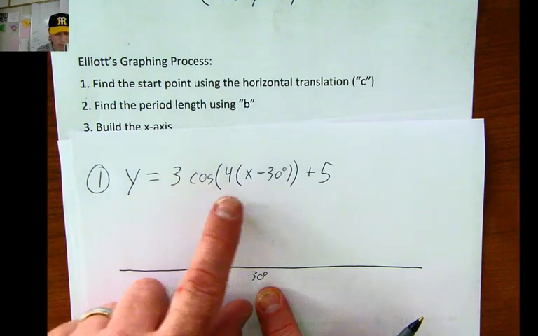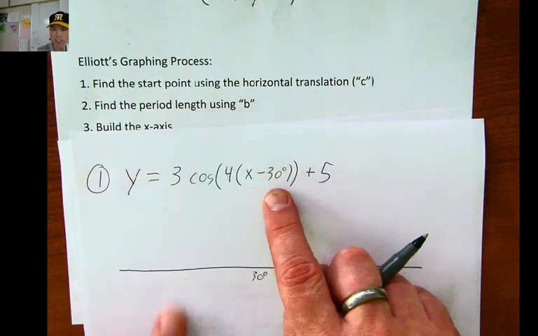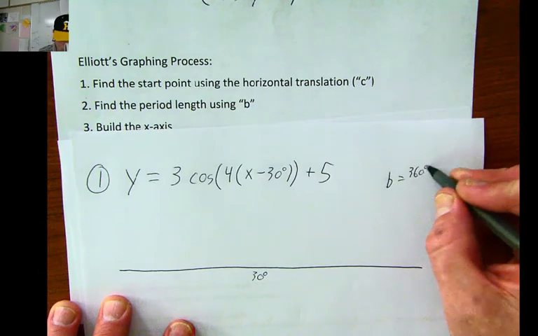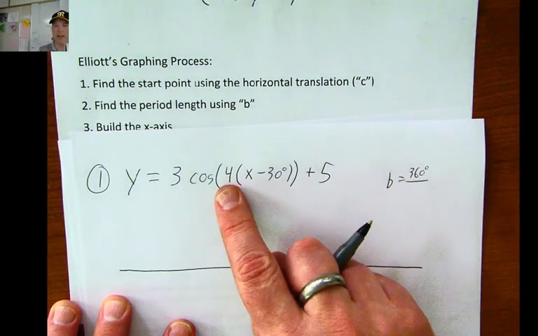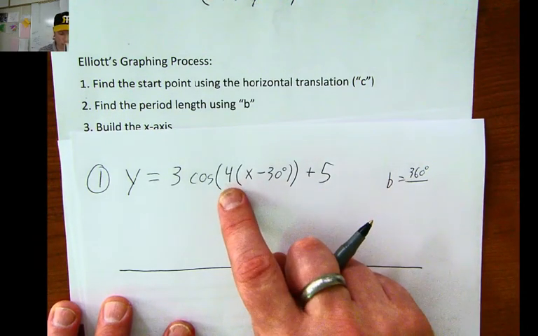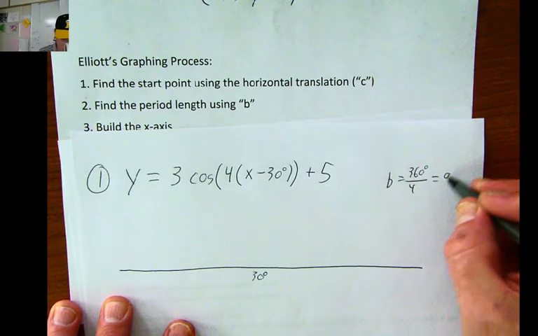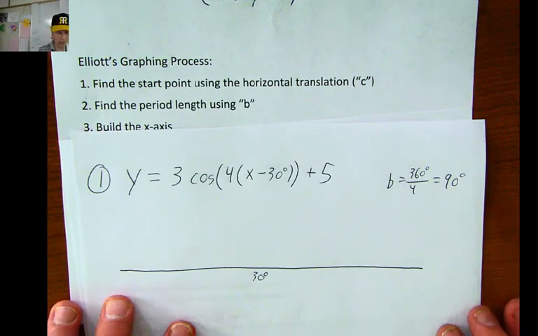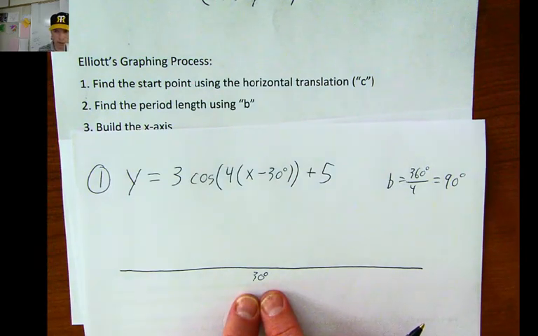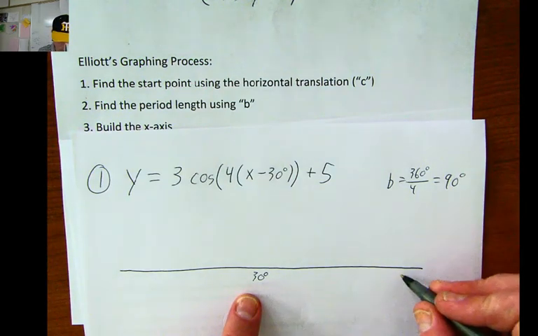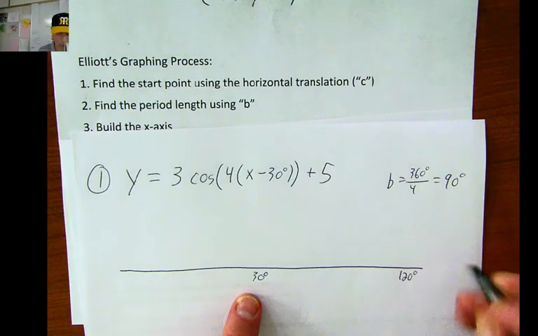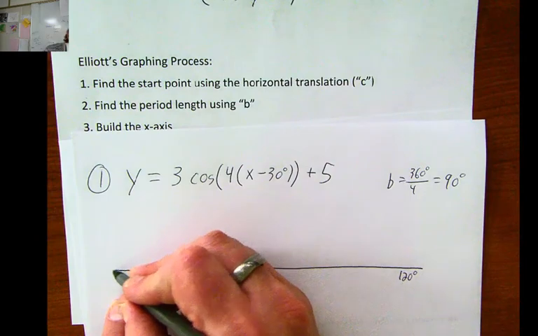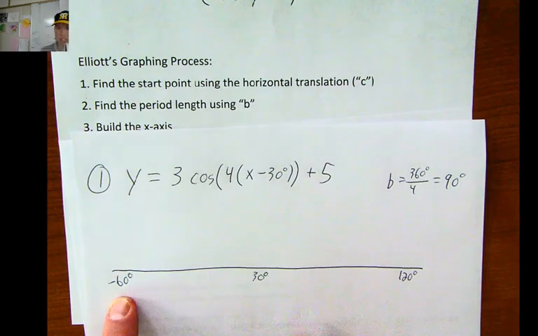Next, figure out the period length using B. This one's degrees, so the B is 4. So 360 degrees divided by 4 is 90 degrees. So the period length is 90 degrees. If I start at 30 degrees and I stretch out 90 degrees, I would be at 120 degrees. And if I stretched out 90 degrees in the other direction, it would be negative 60 degrees.